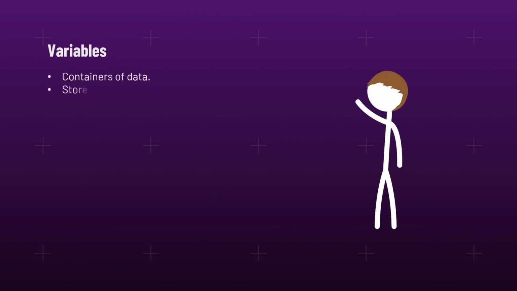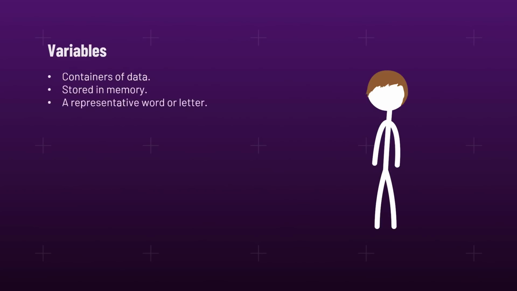Variables are like containers of data stored in memory. If you did maths in school, this is something you may have already encountered. You may have done exercises where you needed to find the value of x. Well, x is an example of a variable. It's basically a word or letter of some kind that represents data.